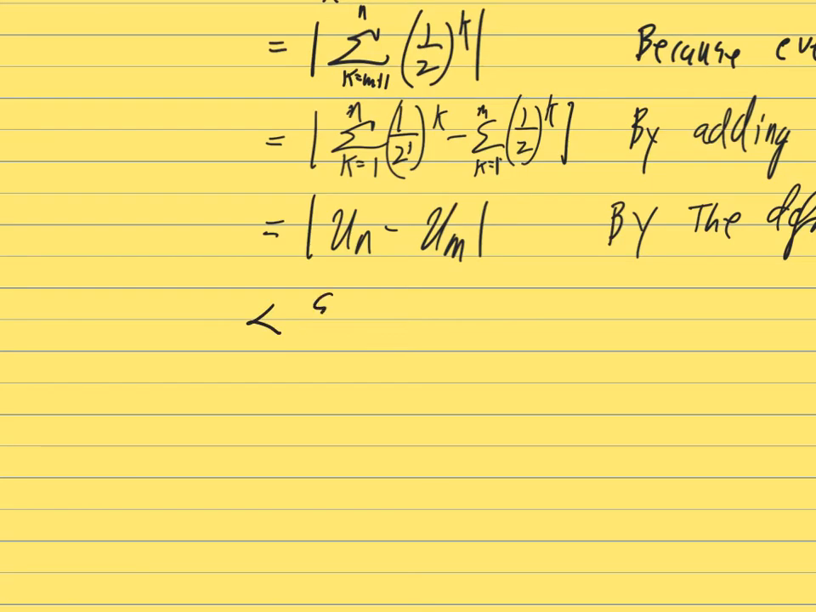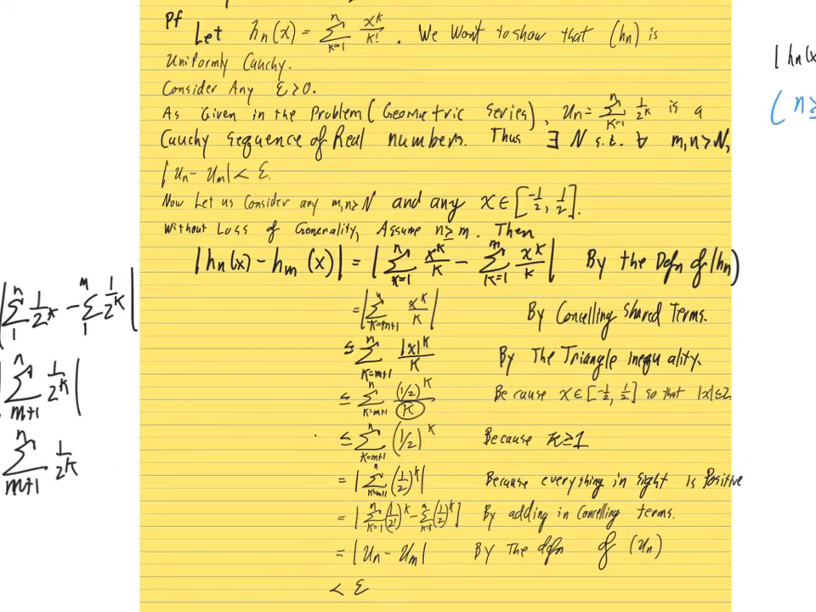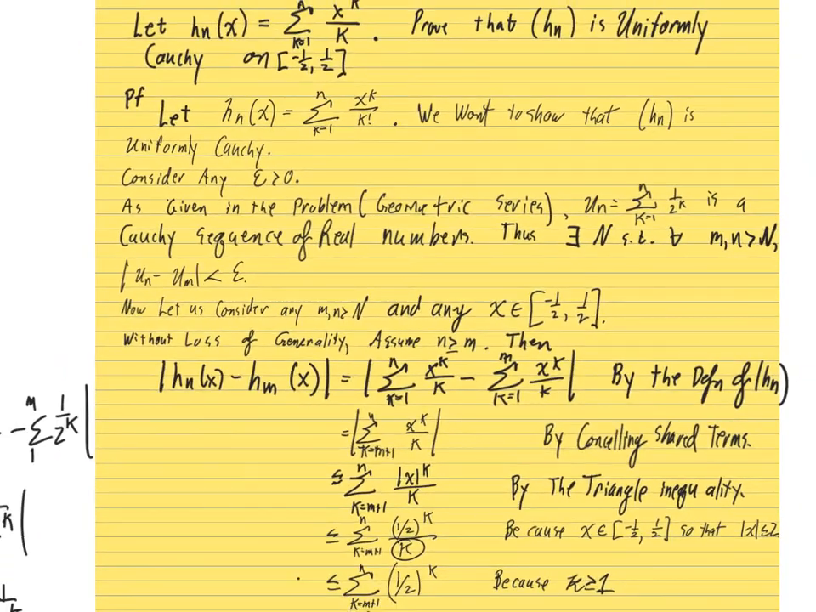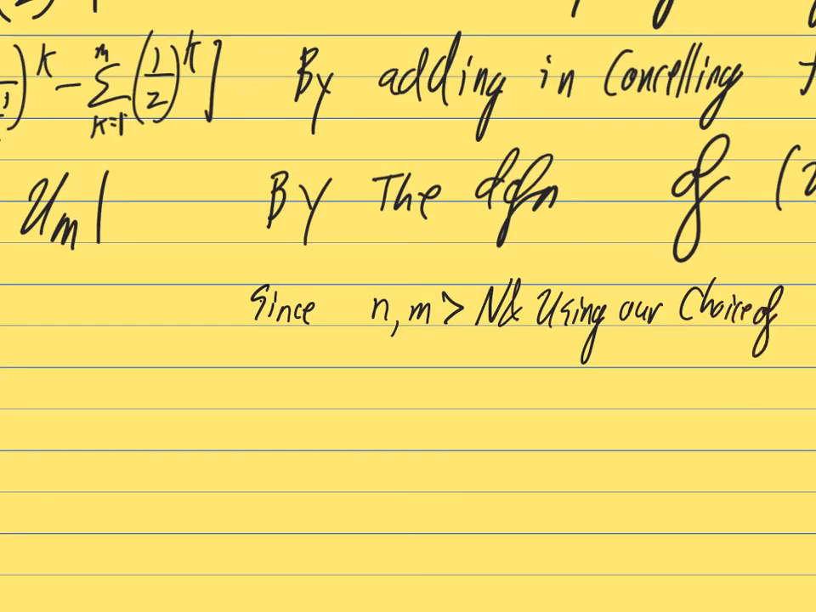is less than epsilon. And here, we have to go all the way back to the top. What was our choice of big N? Our choice of big N gave us that, since n and m are bigger than big N, and using our choice of big N.